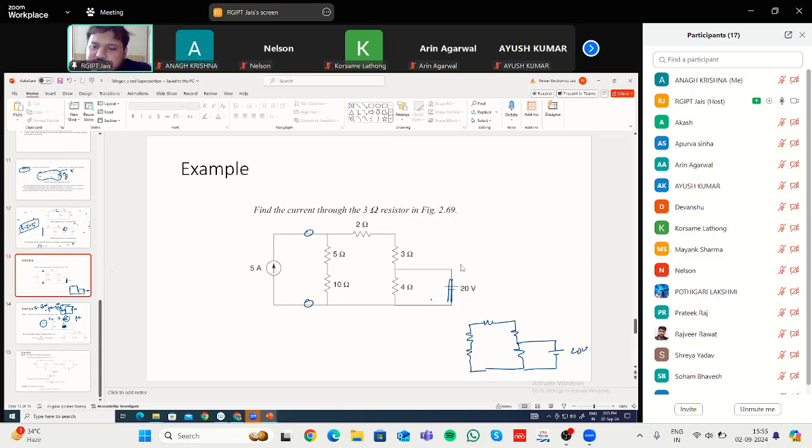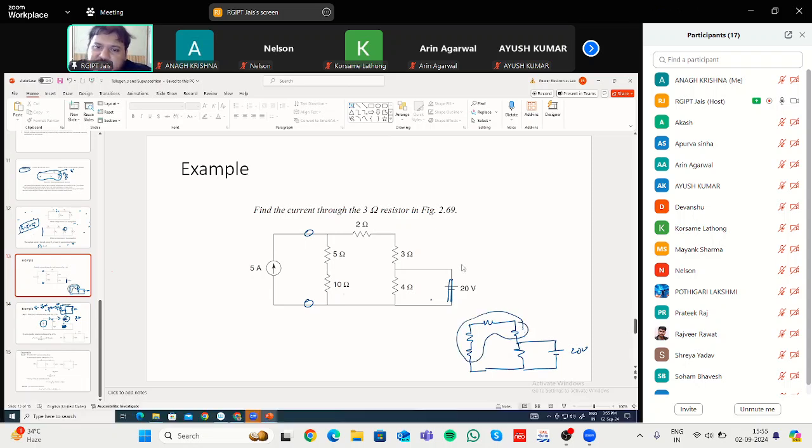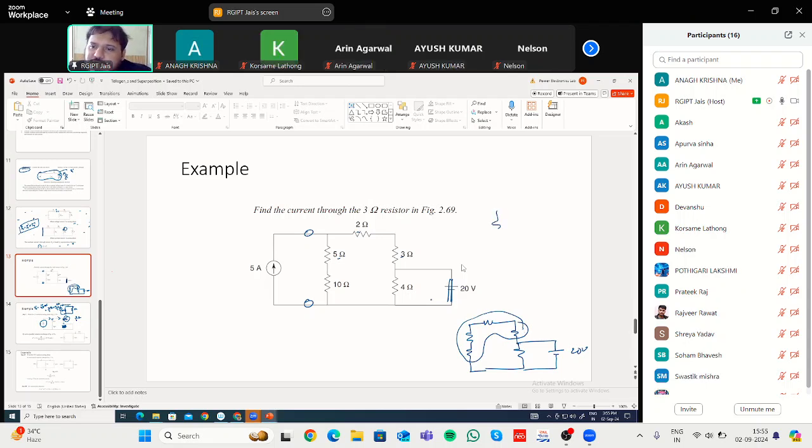That means these are all resistances, and you can see all these resistances are in series. So 10, 5, 2, 3, all in series. You can add them, so it will be 20 ohm. Here it will be 20 ohm. Here it will be 4 ohm. And here you are giving the voltage of 20 volt. What you are trying to find is the current flowing through this 3 ohm resistance that is there in this branch.